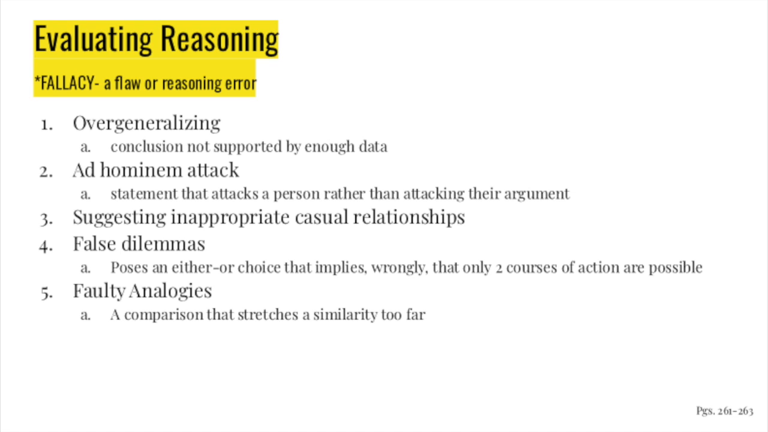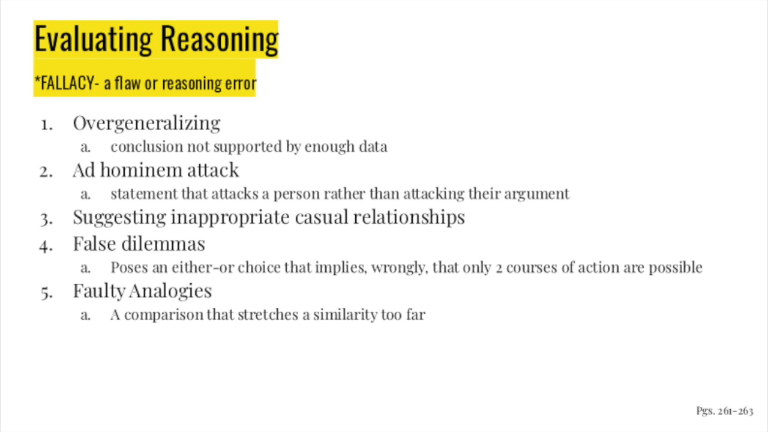So the next section was evaluating reason, and it talks about fallacies, which is a flaw or a reasoning error, and then it breaks it down into 5 sections. So it talks about overgeneralizing, and that's when a conclusion is not supported by enough data. And then ad hominem attack is a statement that attacks a person rather than attacking their argument.